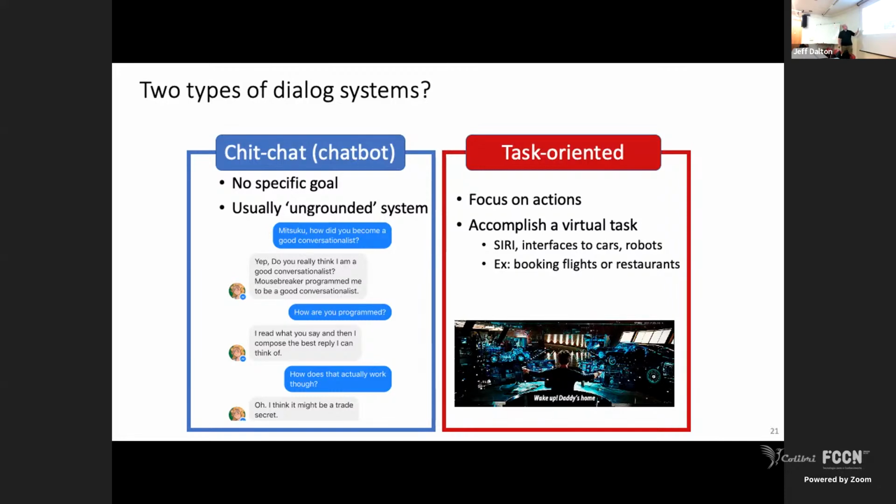But the key here is, how did you become a good conversationalist? Yeah, do you really think I am a good conversationalist? Master programmed me to be a good conversationalist. It's just chit chat back and forth. How are you programmed? Yeah, but how does that actually work? So there's no information need. And this is really just chit chat back and forth.